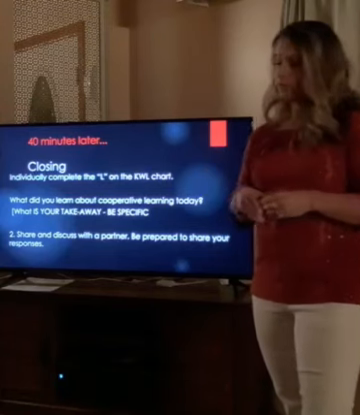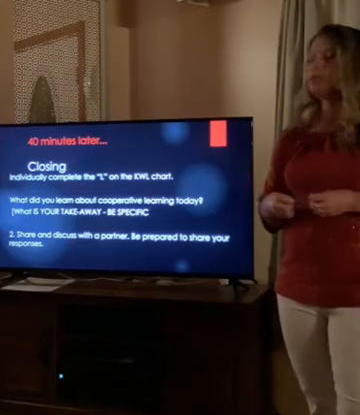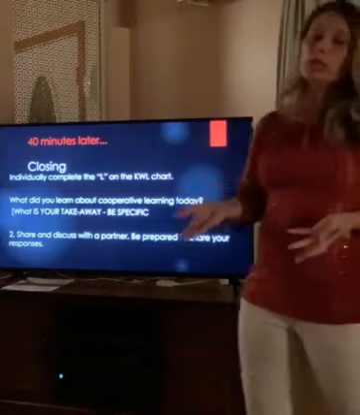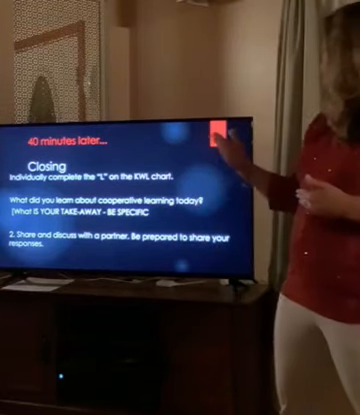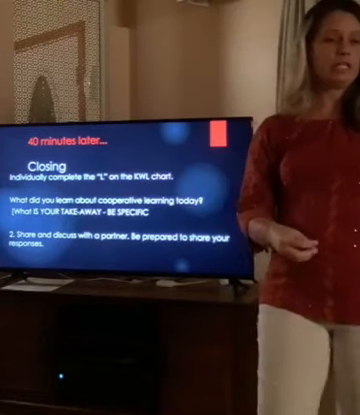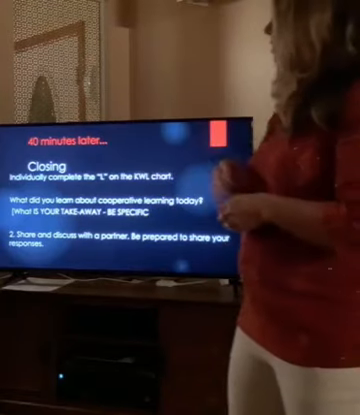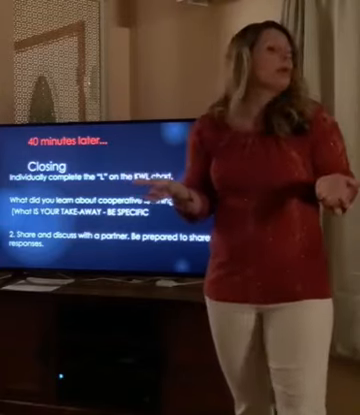Now after the 40 minutes, in closing, individually complete the L on the KWL chart. What does the L mean? What did you learn? What did you learn in cooperative learning? What did you learn today? What is your takeaway? Be specific. Did you learn about a certain strategy? Did you learn the 5 elements of cooperative learning? Did you learn what cooperative learning was?